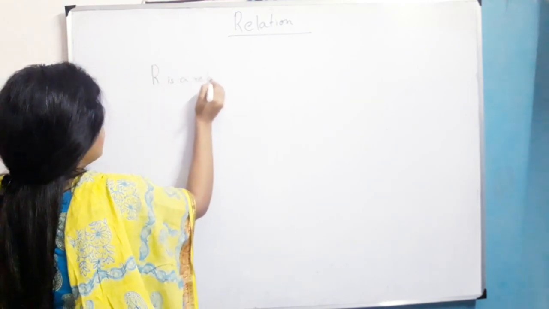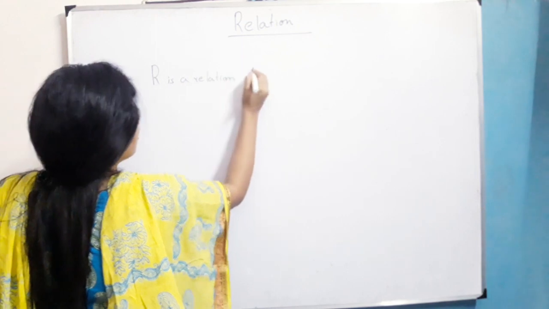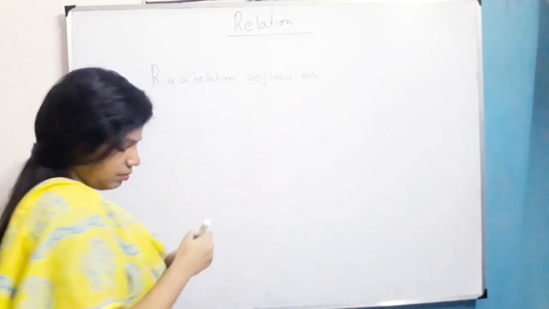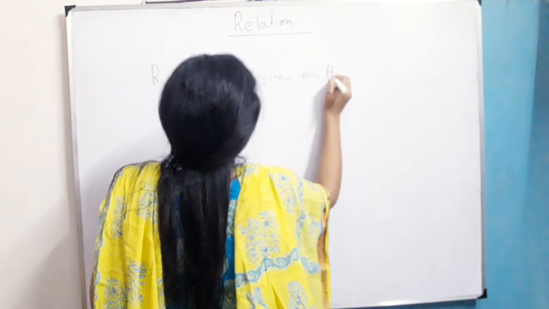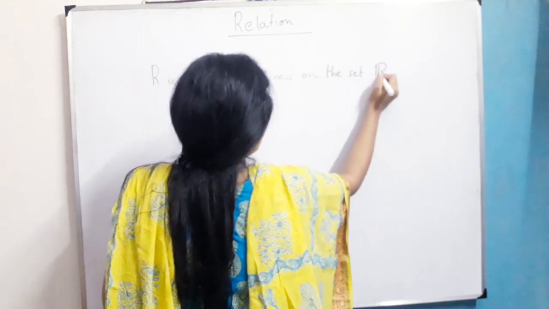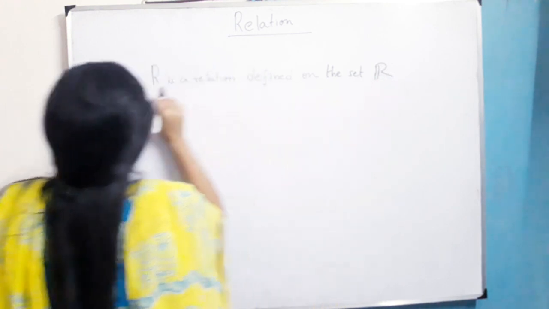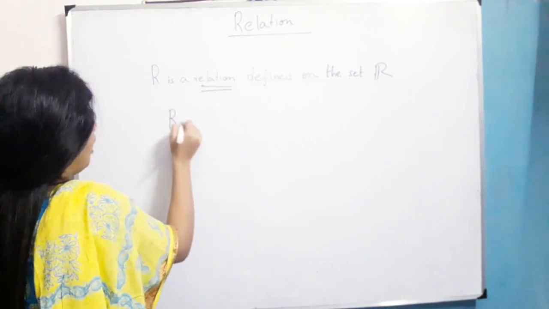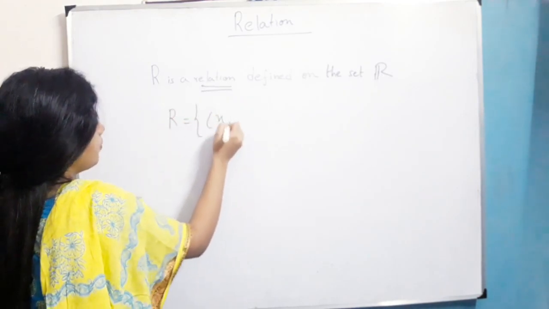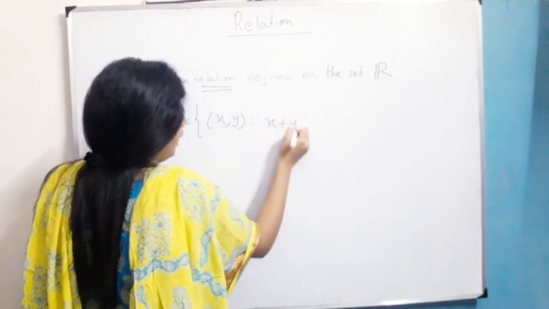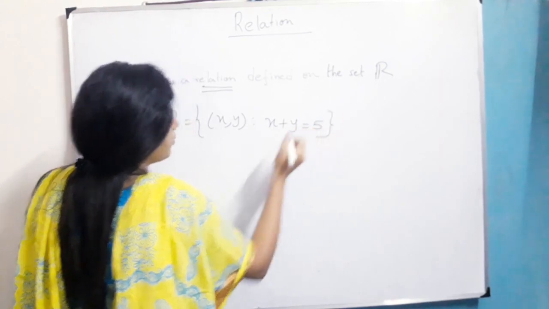R is a relation, suppose defined on the set R. This R means the set of real numbers, and this one means relation. Suppose I take it like that, R equals to {(x, y) such that x plus y equals to 5}.